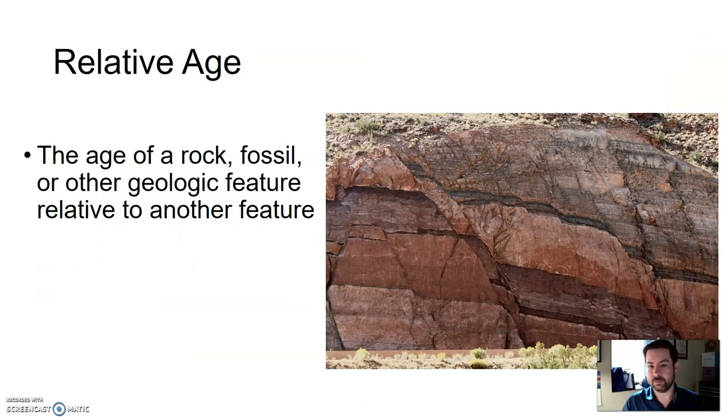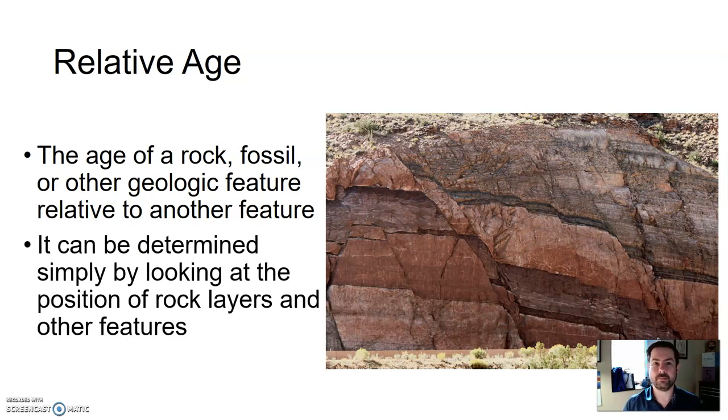And then finally, a third way to date rocks is called relative age. If my dad is 65, that's an absolute age. My dad is in his 60s, that's a geologic age. Or my dad is older than my mom. That's relative age, relative to one thing. Something is older or younger. I am older than my sister. My sister is younger than I am. Relative to one another, something is older, something is younger. And we can do the same with rocks: looking at the age of a rock, fossil, or some other geologic feature relative to another feature. This can be done simply, once you know the rules, by just looking at the positions of rock layers and other features.